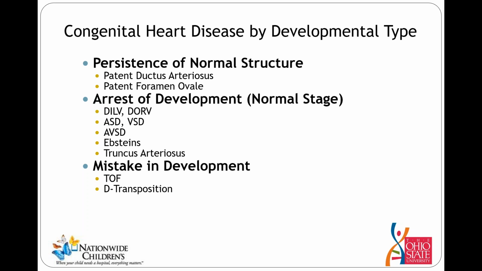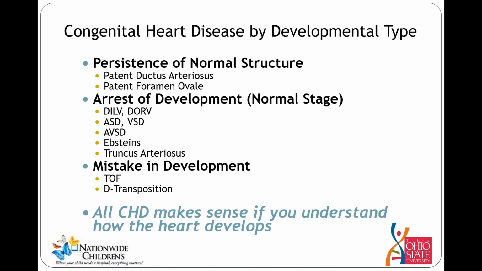Arrest of development in a normal stage, I think, is the most interesting group. So at some point in cardiac development, all of us were DILVs, we were DORVs, we had ASDs, VSDs, we were canals, we had Ebstein's, and we were all truncuses at some point. And I think knowing when there is an arrest in a stage of development is really instructive in terms of figuring out what embryology looks like at those stages, because we see real life living examples of these stages. Mistakes in development also occur, not surprisingly, in tetralogy of Fallot and D-transposition, which would be our most common kinds of mistakes. So all congenital heart disease makes sense if you understand how the heart develops.